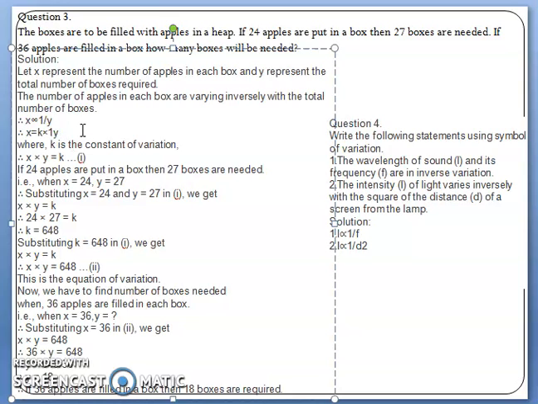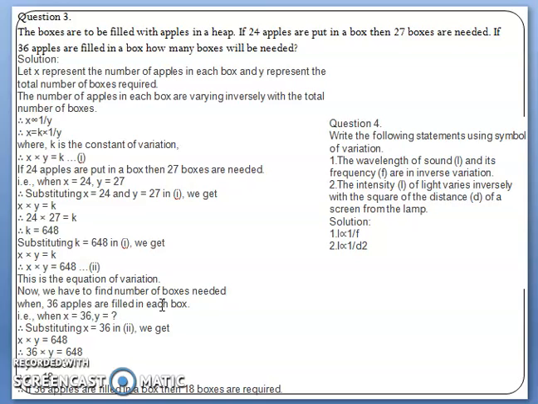That means X is equal to K multiply 1 upon Y, where K is the constant of variation. X multiply Y is equal to K. If 24 apples are put in a box, then 27 boxes are needed. That is, when X is equal to 24, Y is equal to 27. Substituting X equals 24 and Y equals 27 in equation 1, we get the value of K, the constant of variation. So the constant of variation we got is 648, and the equation is XY is equal to K. So XY equals 648. This is the equation of variation.